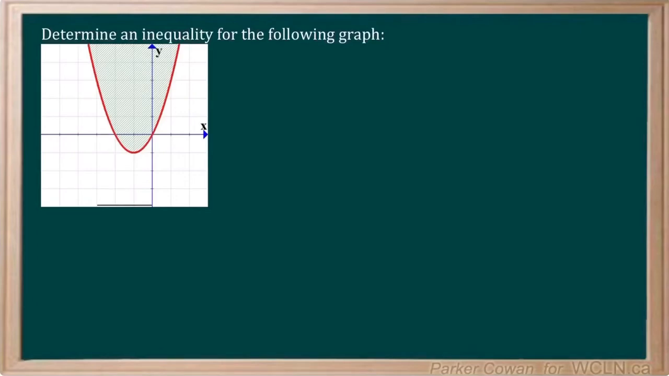Determine an inequality for the following graph. Alright, so the first thing we need to do is basically determine the equation for this parabola. Our standard equation for parabolas is y equals a(x minus h) squared plus k. We can see right here we have a vertex at (-1, -1).